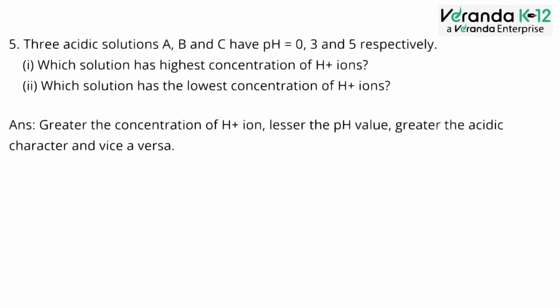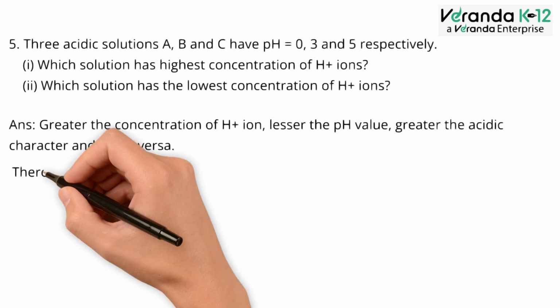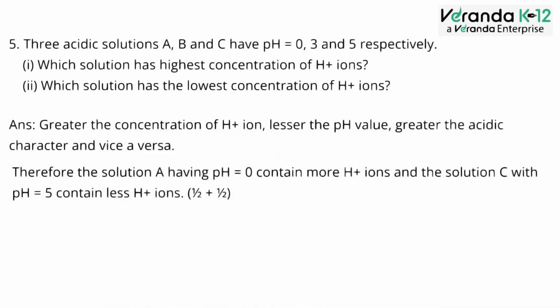Children, here greater the concentration of H plus ions, the pH value will be lesser and the acidic character will be greater. The same way, if there is a lesser concentration of H plus ions, then the pH value will be higher and it will show very less acidic character. Therefore, the solution A having pH 0 contains more H plus ions and the solution C with the pH 5 contains less H plus ions.